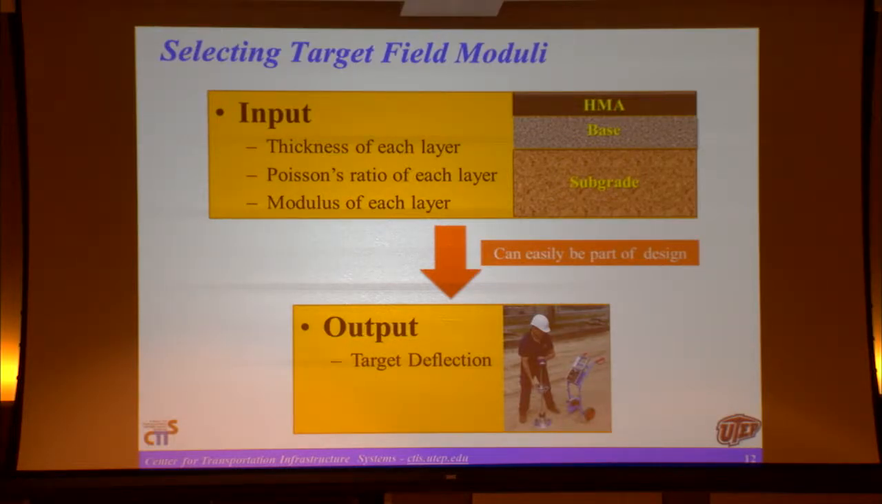So we can do that. And if you want to look at it, the Minnesota Department of Transportation has a design program. I believe they call it MinPave. If you go over there, they have a tab that immediately tells you what the target values would be for each layer: on top of the subgrade, on top of the base, on top of the asphalt.